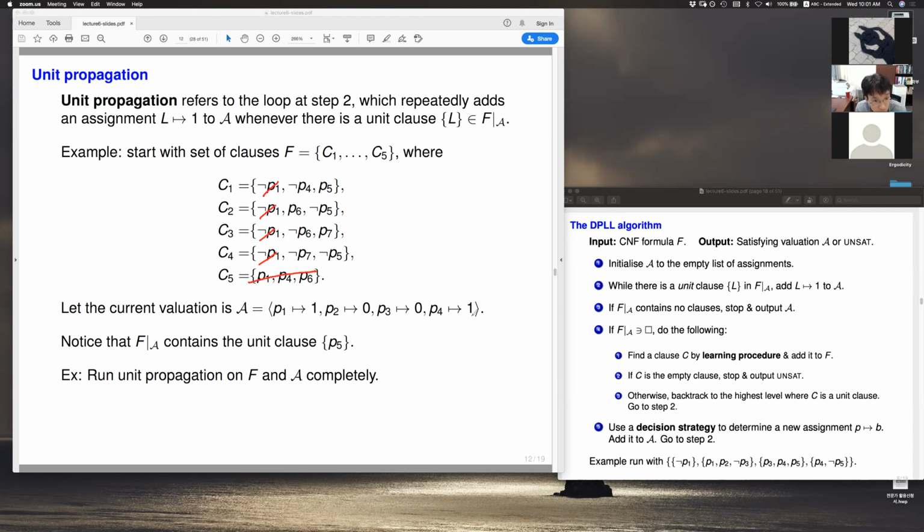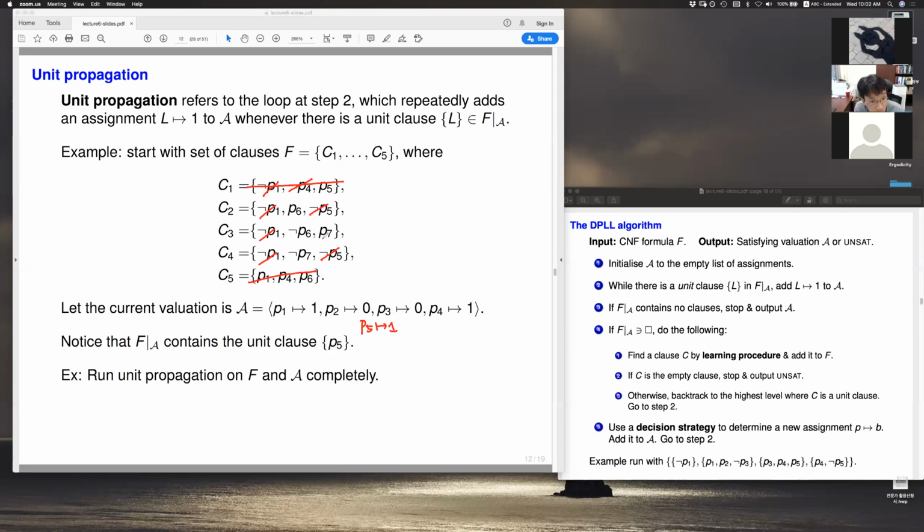For P4, the value of P4 is set to 1. None of the remaining clauses contain P4 in positive form, but P4 appears in negative form here, so we get rid of this. Okay, this is what we get after the simplification. After simplification, we have P5, so C1 becomes a unit clause. We extend A with P5 set to 1, because step 2 tells us to extend our current valuation to make the unit clause true. Then P5 becomes 1, so this entire clause disappears.